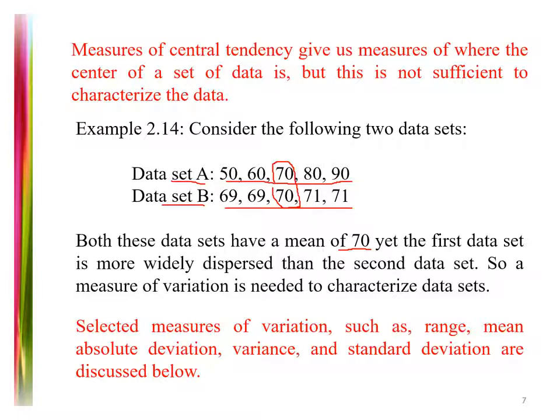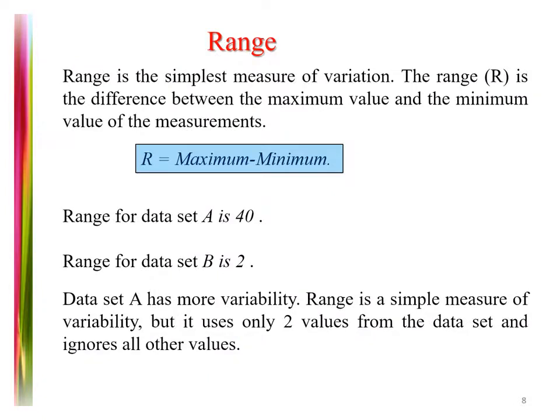So select measures of variation such as range, mean absolute deviation, usually denoted as MAD, variance and standard deviation, are discussed in the following slides. All right, so first, range. Range is the simplest measure of variation. The range is the difference between the maximum value and minimum value of the measurements. Everybody already knows that range equals maximum minus minimum, high value minus low value.